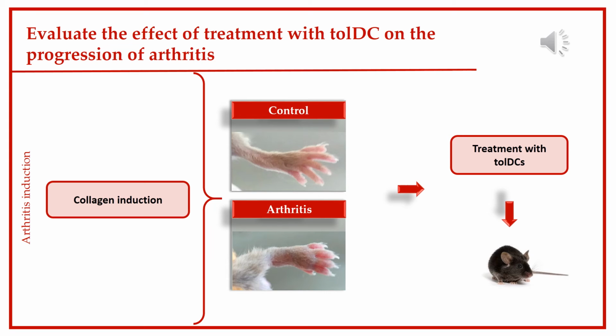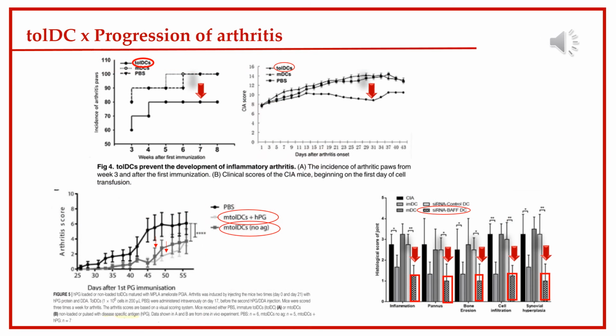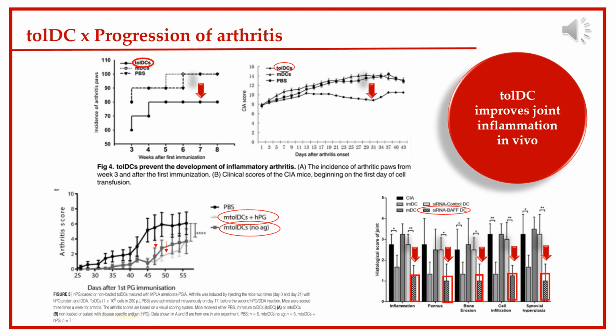After the arthritis condition was established in this model, the treatment with tolerogenic dendritic cells was performed. As shown in this figure, treatment with most tolerogenic DCs was able to decrease the clinical and/or inflammatory score in different experimental models of arthritis induction when compared to control, resulting in a rapid decline in the severity of arthritis symptoms. The results showed that treatment with tolerogenic DCs could reduce the pathologic score of joints.